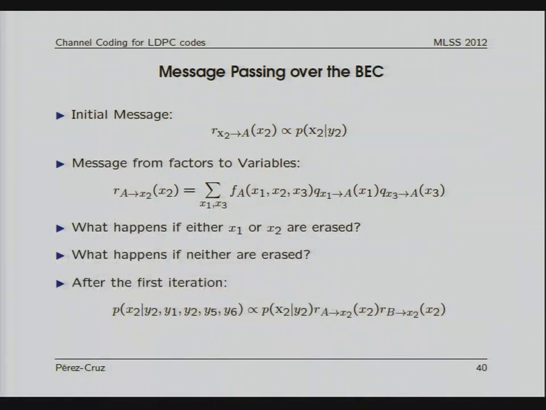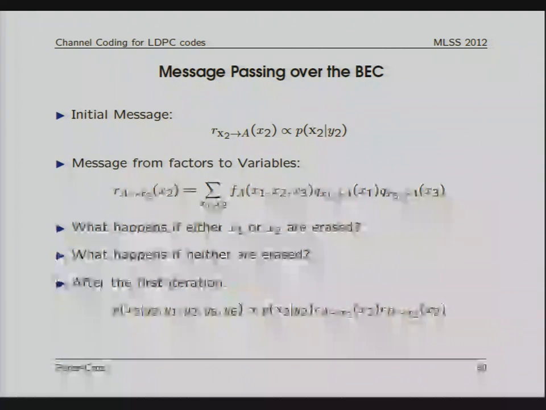And here we have something opposite. So before, the factor needs to know all the other variables before it can tell anything about the variable. But in the variable, just look. If one of them is not erased, we get the value of X2.